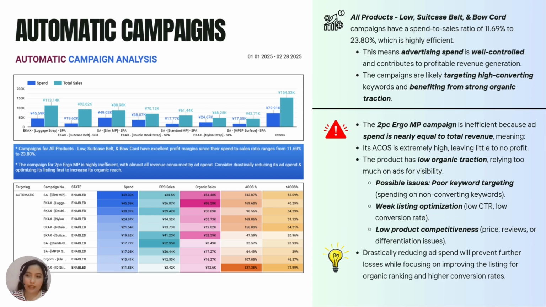This slide for automatic campaign analysis shows the all products low, meaning lowest bid for all products. Suitcase Belt and Bowcord automatic campaigns are highly efficient, with a spend to sales ratio between 11.69% to 23.80%. These campaigns likely benefit from high converting keywords and strong organic traction. In contrast, the two-piece Ergo MP campaign is inefficient, with ad spending nearly equal to its total revenue, which leads to minimal or no profit. To improve performance, ad spending should be reduced while focusing on better keyword targeting, listing optimization, and overall product competitiveness.